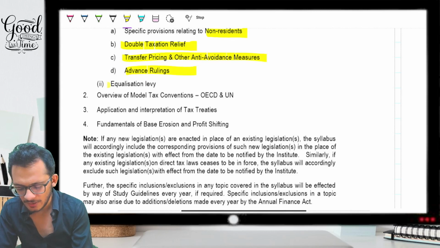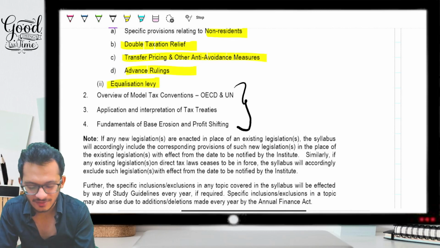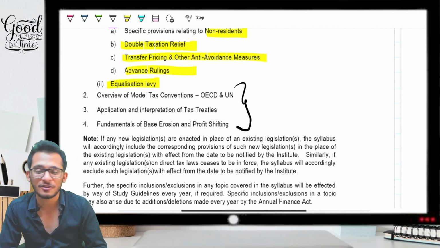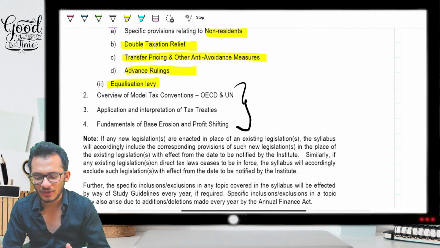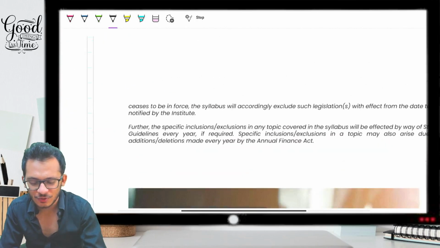Then you had something called equalization levy, and these were those 3 useless, I wouldn't say useless, it's wrong to say useless, but at least the dull, boring chapters of your international taxation: the model tax convention, the tax treaties, and your BEPS. People generally used to avoid all these.